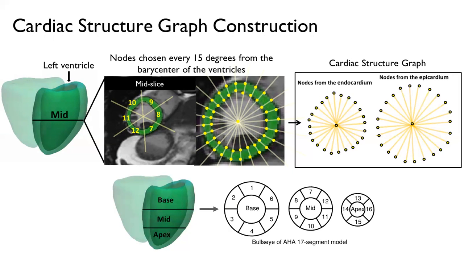We rotated the initial lines around the barycentre node of the left ventricle by every 15 degrees. The intersection nodes of the rotated lines and the endocardial and epicardial borders are chosen. The barycentre of the left ventricle and the 24 node locations from both the endocardium and the epicardium are considered as cardiac structure graphs.